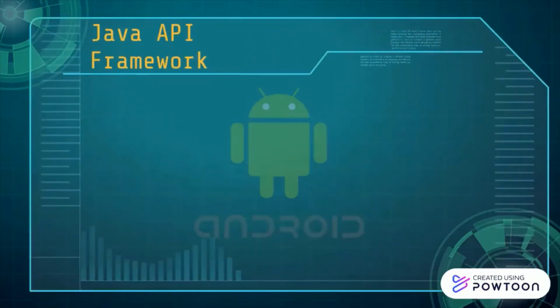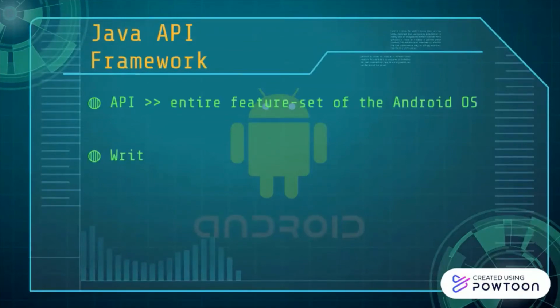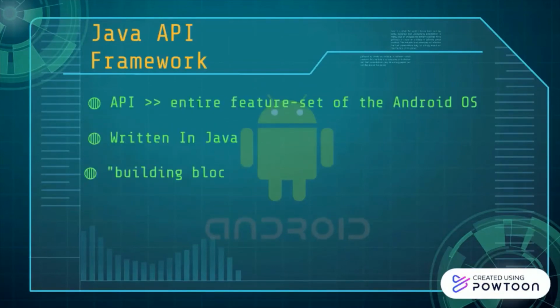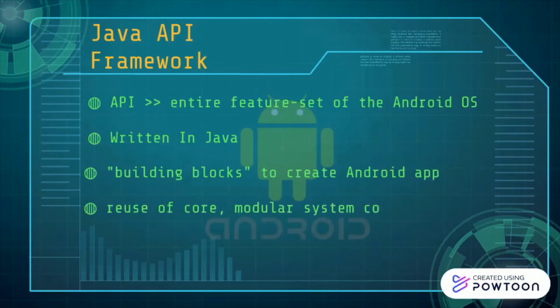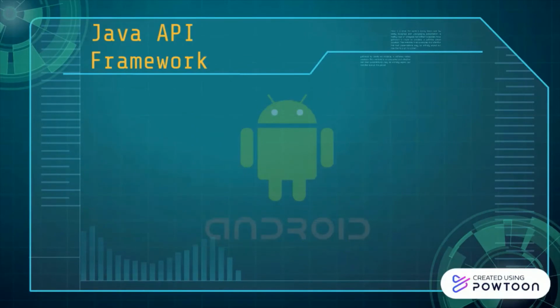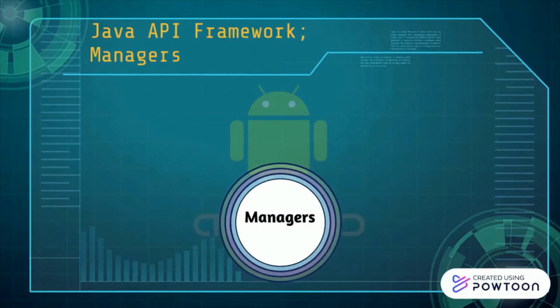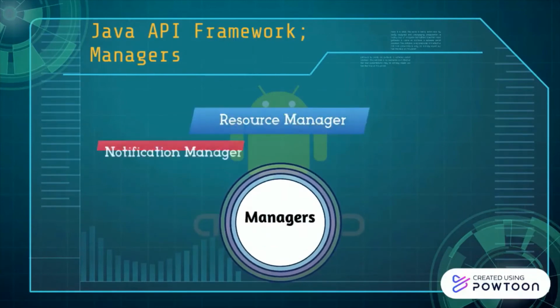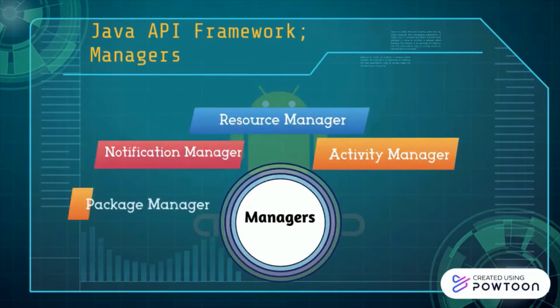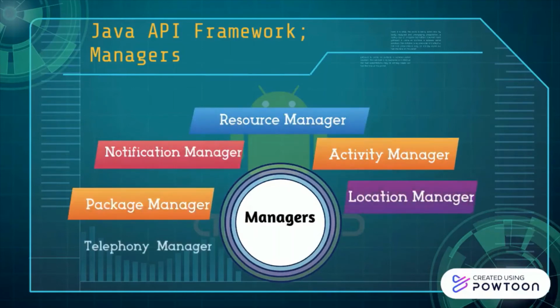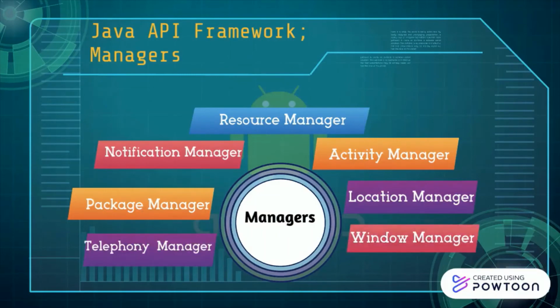Next part is Java API Framework. The entire feature set of the Android operating system is available to us through APIs written in the Java language. These APIs form the building blocks you need to create Android apps by simplifying the reuse of core, modular system components and services, which include the following: view system, content providers, managers. There are many types of managers such as resource manager, notification manager, activity manager, package manager, location manager, telephony manager, window manager, etc.